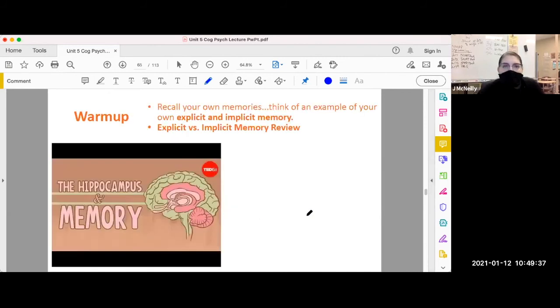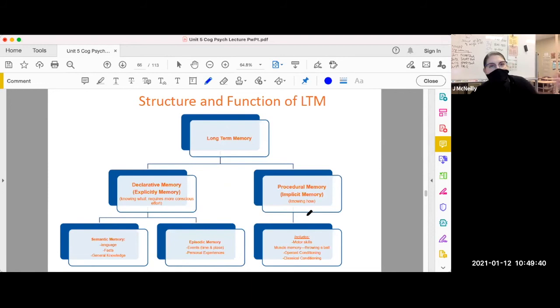All right, now we've already covered this. All right, so structure and the function of long-term memory. What is long-term memory? How many different types do we have? Well, we have explicit versus implicit. Remember that explicit is declarative.